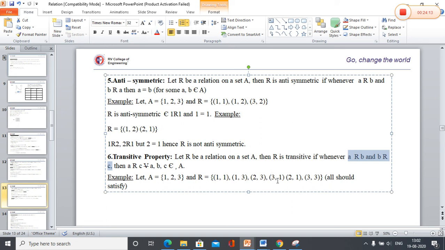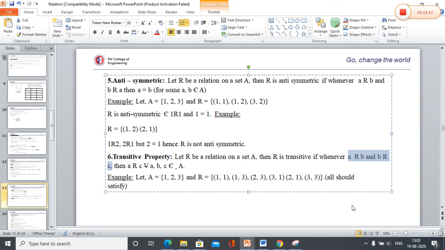That is there. 3 1 is there and 1 1. So this is A, this is B, this is B, this is C. So 3 1 and 1 1. Sorry, 2 1 and 1 1. So 2 1 should be there. It is there. Similarly 3 1 and 1 1. So 3 1 should be there. That is there. Now 3 3 and 3 1 is there, so 3 3 should be there, that is also there. So it is satisfying all the property, so we can say that it is transitive.